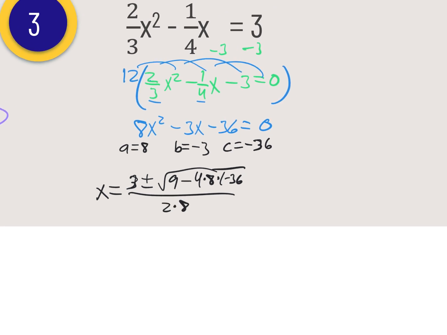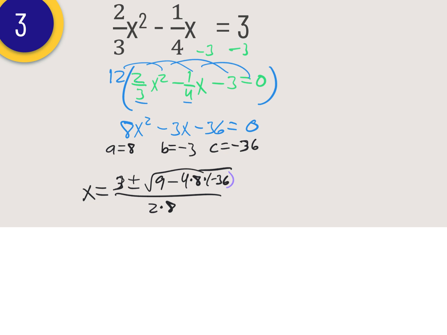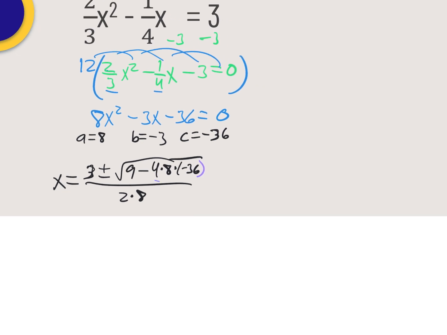All right, and now from here, let's simplify under the radical a bit. We get 4 times 8 is 32, and then 32 times negative 36 is negative... All right, let me write this out. It's going to be, okay, so 3 plus or minus the square root of 9 minus 1,152, divided by 2 times 8 is 16.